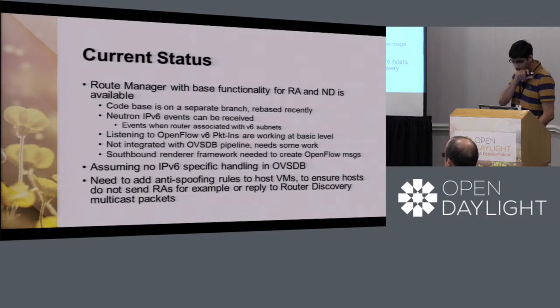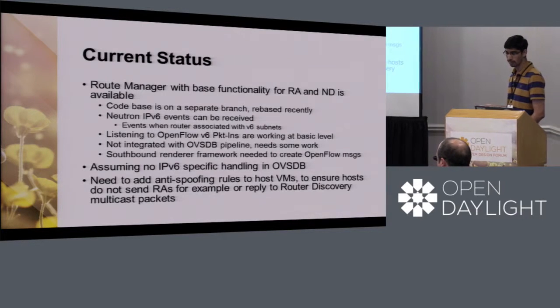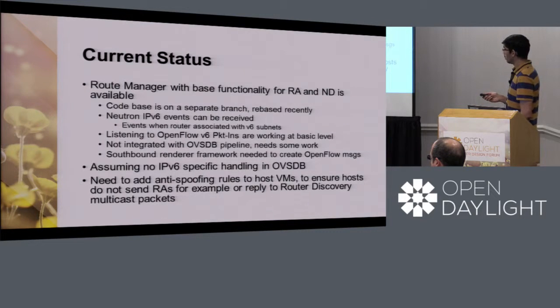As I was mentioning, one of the reasons for this is there is already some work done by Mohnish and his team, which already handles the route advertisement functionality and the neighbor discovery. Currently, the code base is on a separate branch and was rebased with master recently. They have verified that the neutron IPv6 related events are received by this module, like create network, create subnet, and attaching router to the subnets. On the southbound side, they have verified the packet-ins for the neighbor discovery and router solicitations are working with this component.